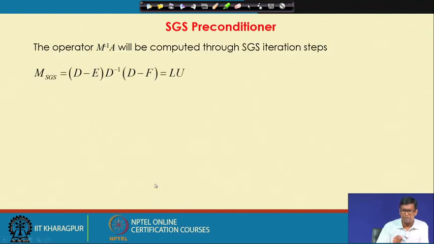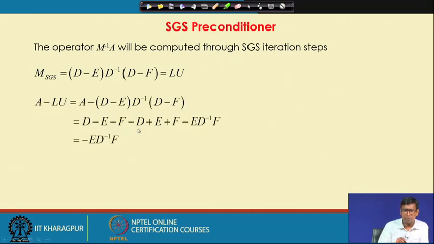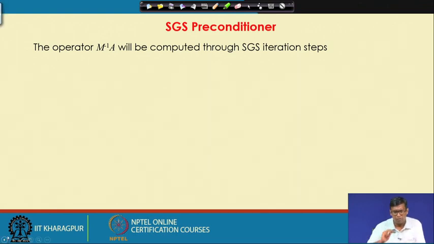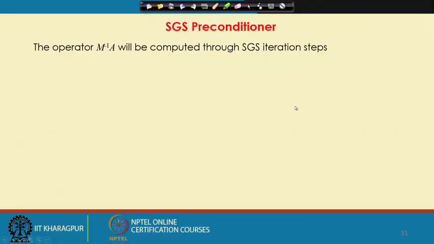The operator M inverse A will be computed through the SGS iteration steps, M is equal to LU. That means that as we do some of the SGS iterations, we are actually applying the operator M inverse A. We do not need to explicitly find M inverse and multiply it with A. Some of the SGS preconditioning steps will take care of the M inverse A multiplication, or the operator is already updated. Now, this M inverse is not exactly M inverse.